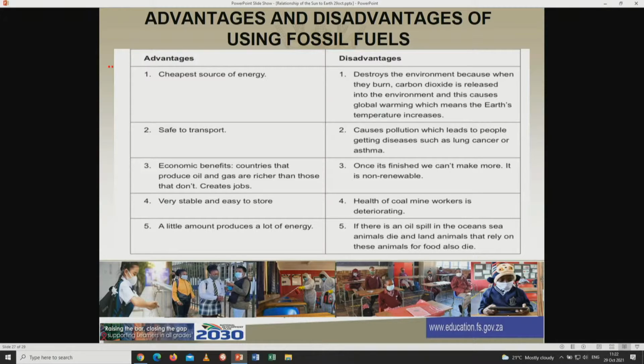Number 4, the health of coal mine workers is deteriorating. And the last one, if there is an oil spill in the ocean, sea animals will die, and the land animals that rely on these animals for food will also die. So these are the advantages and disadvantages of using fossil fuels.